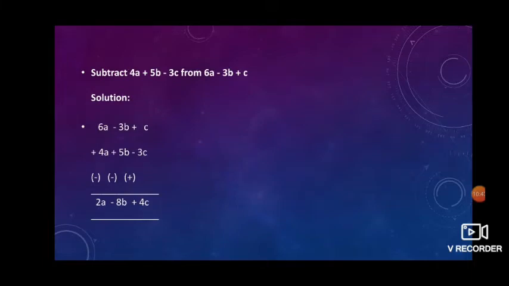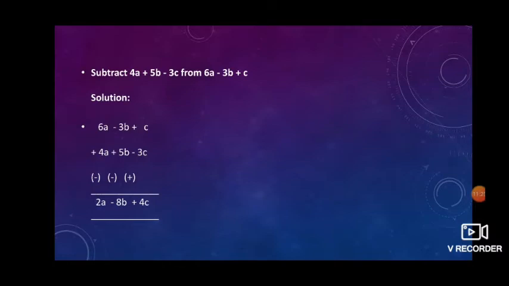Subtract 4a plus 5b minus 3c from 6a minus 3b plus c. So here the minuend is 6a minus 3b plus c. I am writing it in the first row, and the 4a plus 5b minus 3c I am writing in the second row. Now I am going to change the signs of the second row. Plus will become minus, plus will become minus, minus will become plus. Now 6a minus 4a we will get 2a, minus 3b minus 5b will get minus 8b, and c plus 3c will get plus 4c.